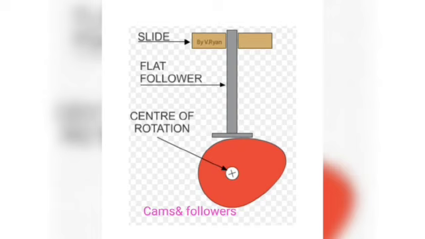Here is another main and important session: cams and followers, which are used in automation. For the lifting of a valve or movement of a valve, you can have this type of arrangement. For movement automation, cams and followers are very important parts. Here we are going to learn and design the different types of cams and followers.